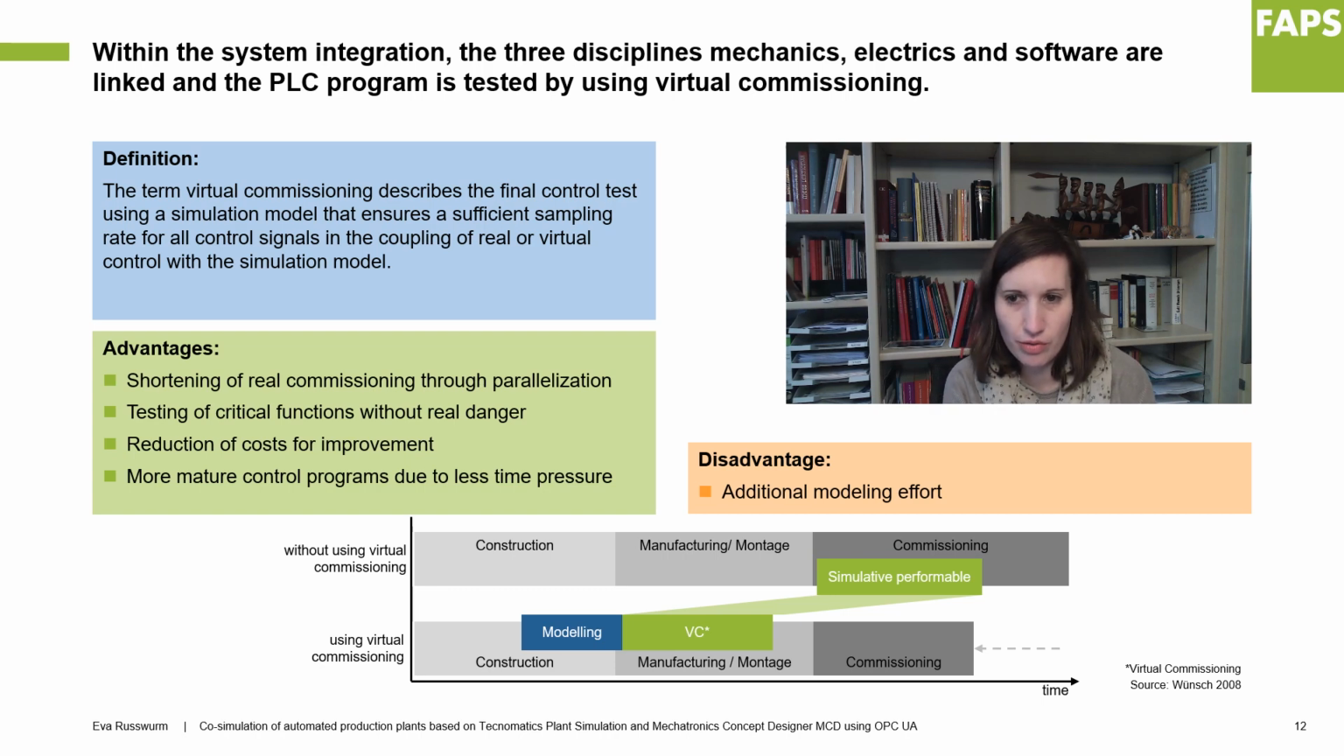The last slide can be seen as a summary, because within the system integration, the three disciplines, mechanics, electrics, and software, are linked, and the PLC program is tested. We call it virtual commissioning. Virtual commissioning is a tool that is used in the digital factory. It is assigned to the planning of production plants phase and thus takes place before assembling. It refers to the commissioning on a virtual machine model that represents the mechanical, electrical, pneumatic, and hydraulic functionalities of a mechatronic plant.